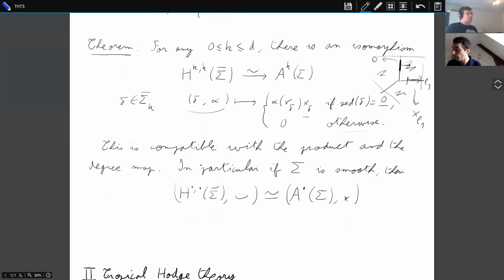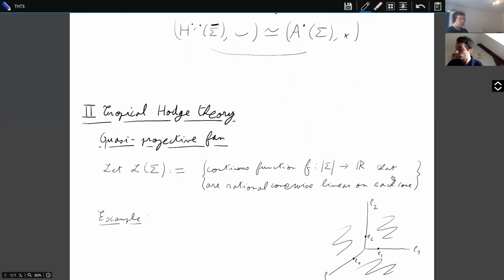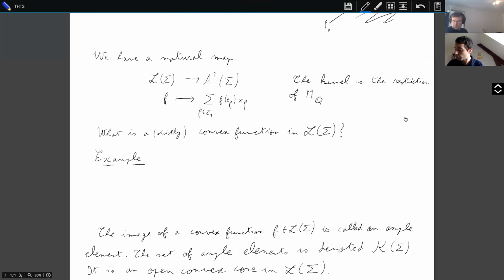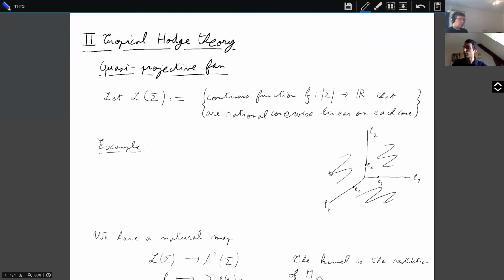And this isomorphism is compatible with the product and the degree map. So in particular, if sigma is smooth, the whole cohomology of sigma is concentrated in degree p, p. And we have the isomorphism between the cohomology of the compactification of sigma and the cohomology of sigma. Okay, any question? Okay, maybe I can just, I have still a bit of time, so I will just introduce a quasi-projective fan and then I will stop.